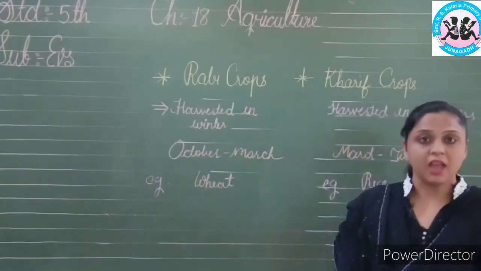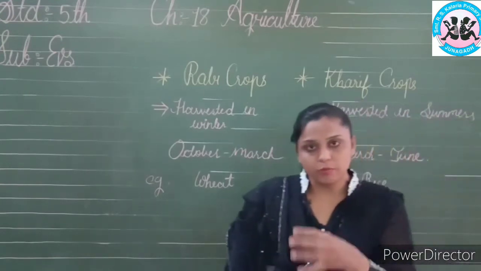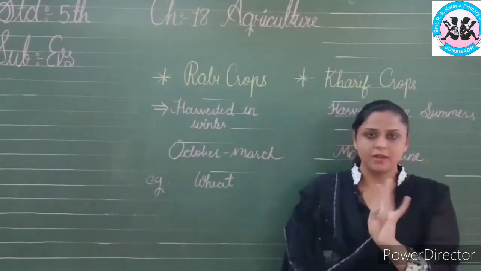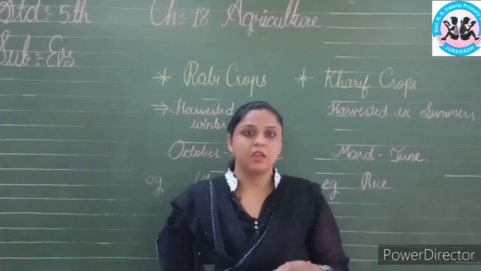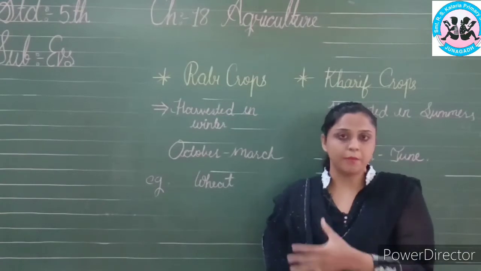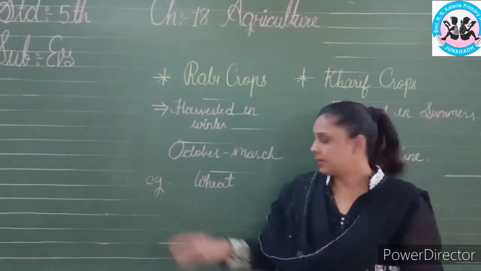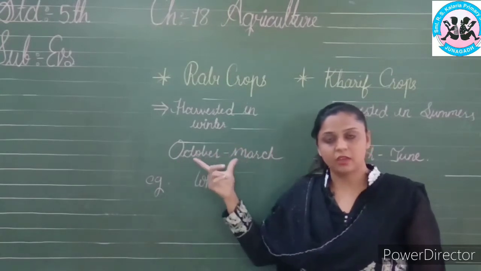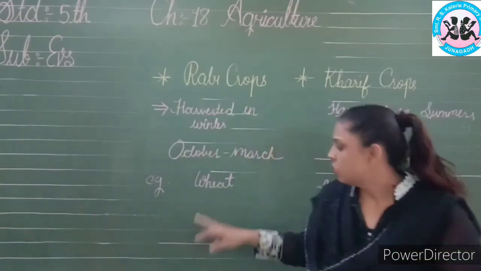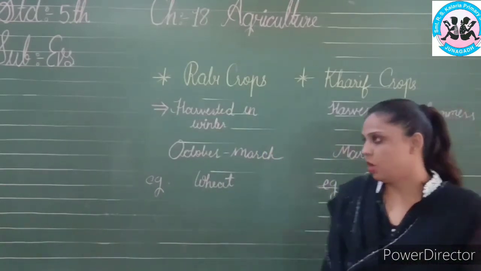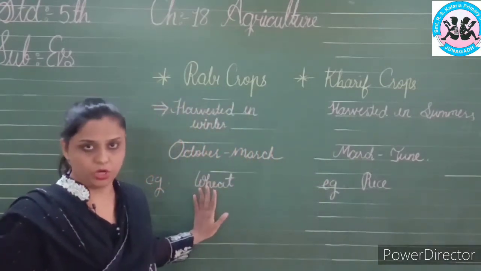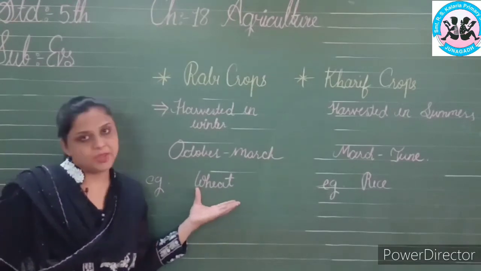In which months are they harvested? So in the months of October till March, means October, November, December, January, February and till March. You can see the temperature of these months is quite lower compared to the April and May temperature. From October till March the temperature is quite less. So what is an example of rabi crop? Wheat is one of the examples, which is the most important rabi crop.